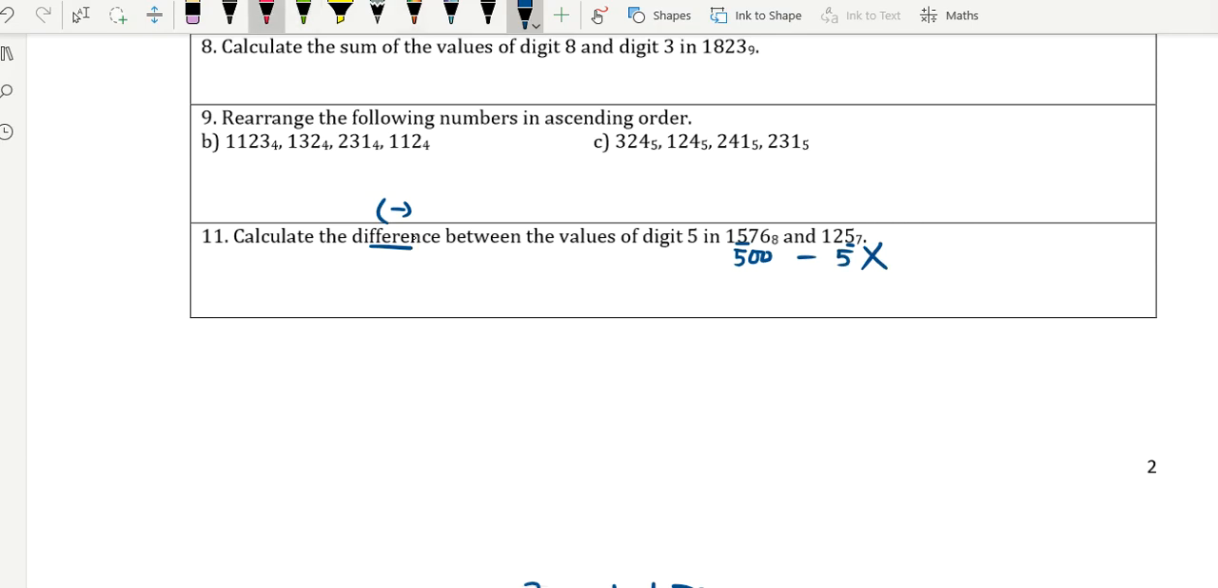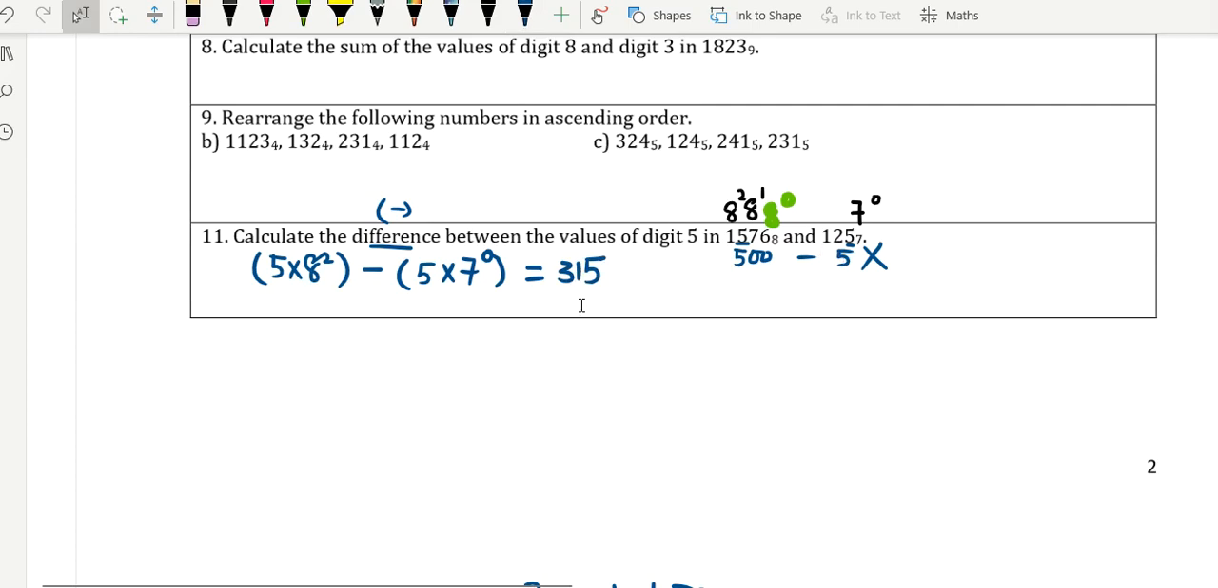So the 5 here, we look at the place value first. The 6 is 8 to the power 0, 8 to the power 1, and 8 to the power 2. The 5 here is 7 to the power 0. So the 5 times 8 to the power 2, difference, so you minus the 5 times 7 to the power of 0. Final answer, you will get 315. So the difference between these two values is 315.